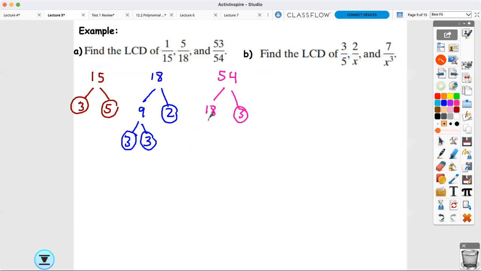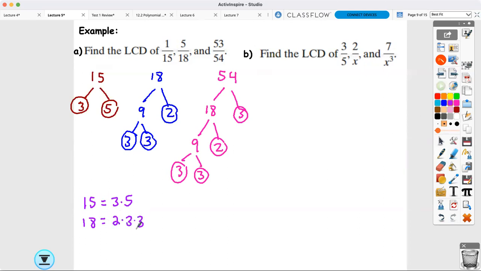18 is the same thing as 9 and 2. And we know 9 is 3 and 3. So now we have all of them broken down. So now we're gonna write out the prime factorization for each one. So 15 is equal to just 3 times 5. 18 is equal to, notice how I like to go from least to greatest, 2 times 3 times 3. And then 54 is 2 times 3 times 3 times 3.